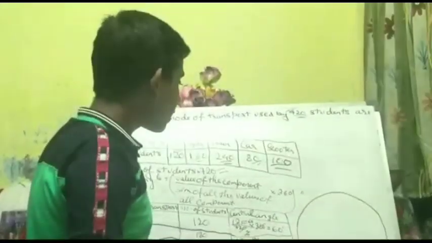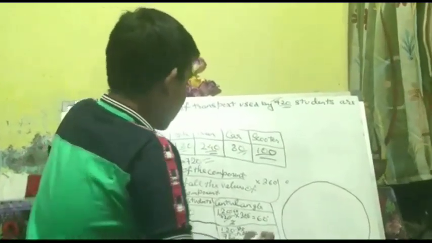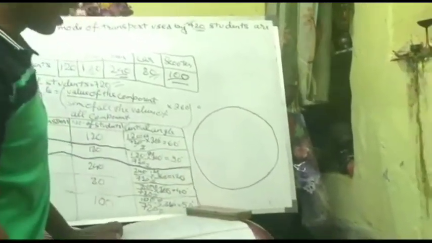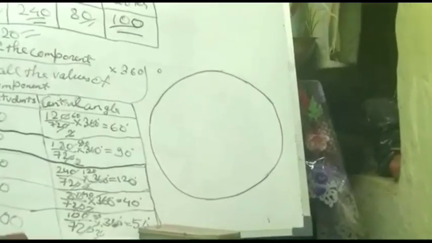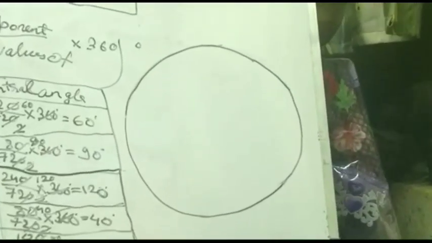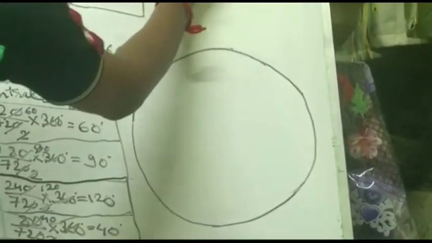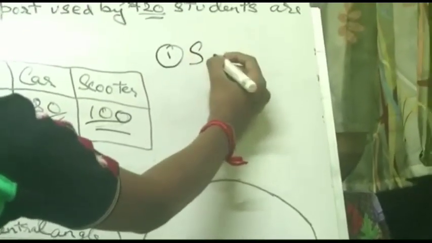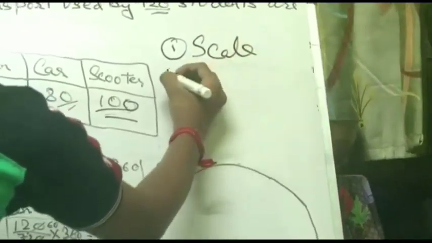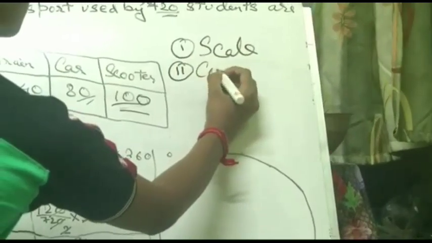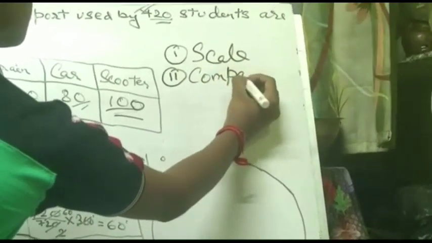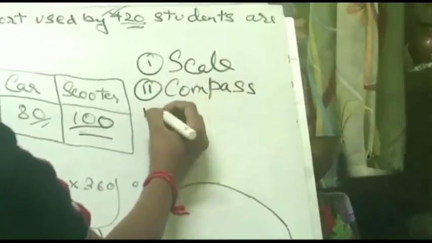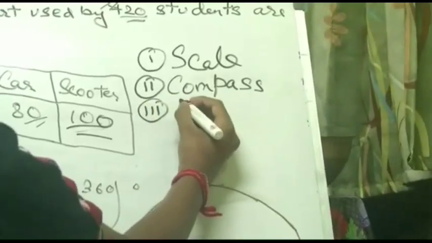So, after drawing this formula, we have to draw one box. To draw one pie chart, we have to use 3 geometrical instruments. First one is scale. Second one is compass. And third one is protractor.